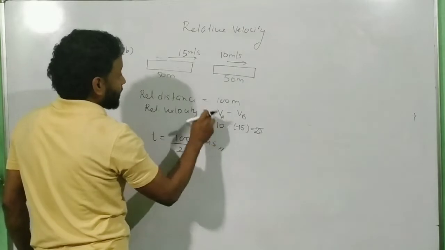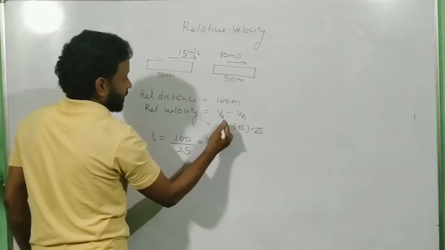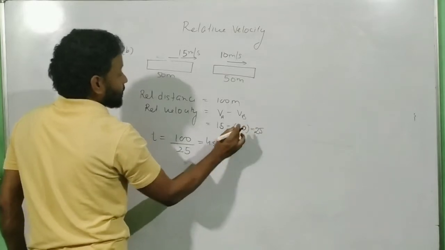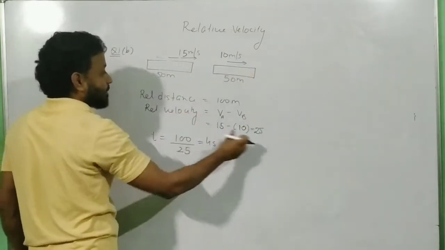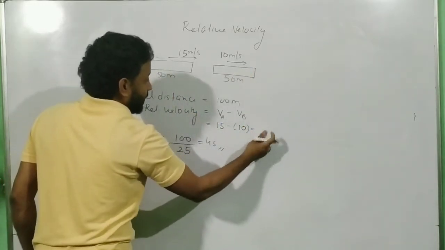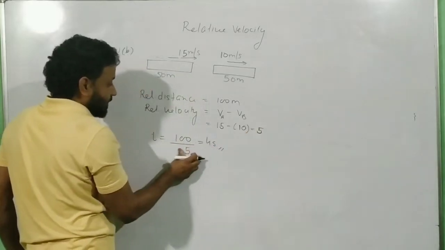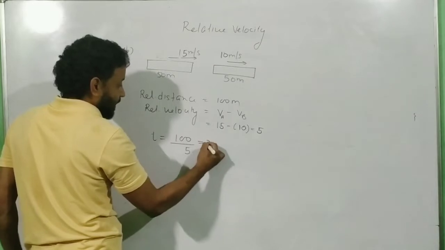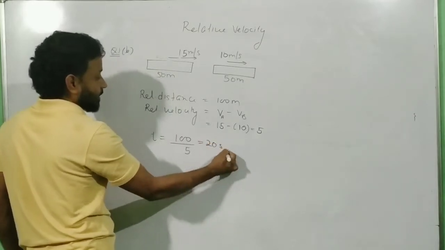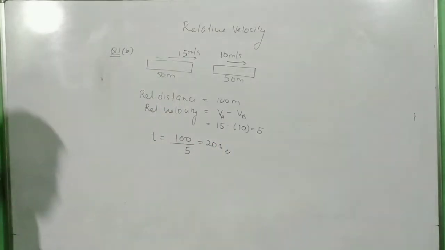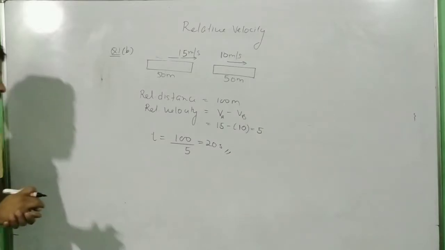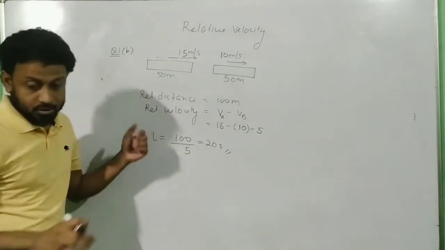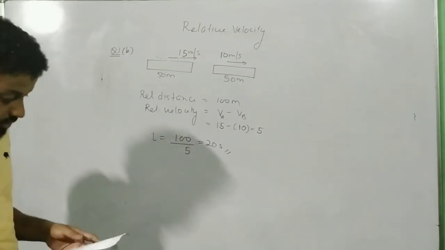But the thing is, now the relative velocity is 15 minus 10 only. There is no minus of minus because both are in the same direction. So this becomes 5. In that case, 100 divided by 5 is 20 seconds. Earlier it was 4 seconds, now it has become 20 seconds, 5 times. So this is one type of question.